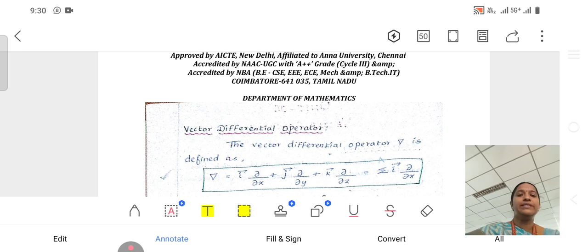Next, we are going to discuss about the differential operator. It is denoted by del. The vector differential operator is defined by i vector into, here we have three dimensions. Therefore, the formula is given by i vector into dou by dou x plus j vector into dou by dou y plus k vector into dou by dou z. Simply, we can write it as summation i vector into dou by dou x.